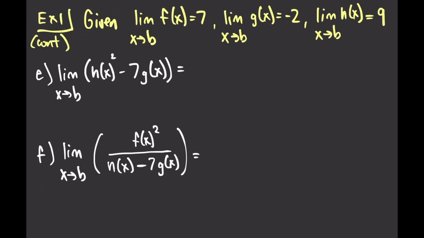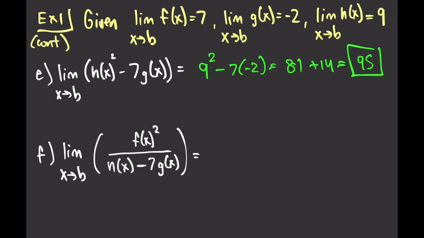A couple more. This is about as complicated as it's going to get. So inside my limit here, I've got h of x squared minus 7 times g of x. All right, so let's write that out. H of x, that limit is going to be 9. I'm going to square it. Minus 7 times the limit of g of x, which is negative 2. 9 squared, 81, plus 14, and I think that's going to give us 95.